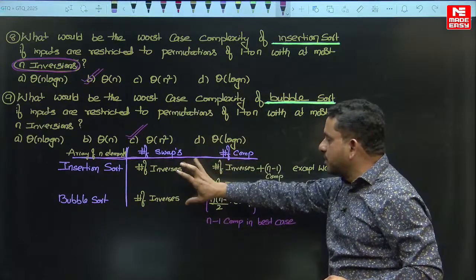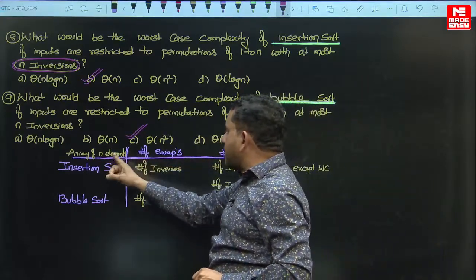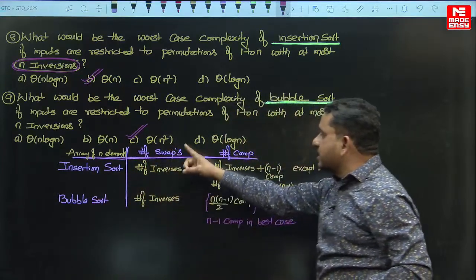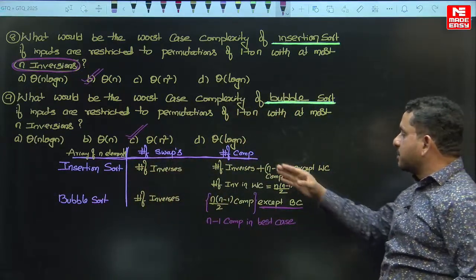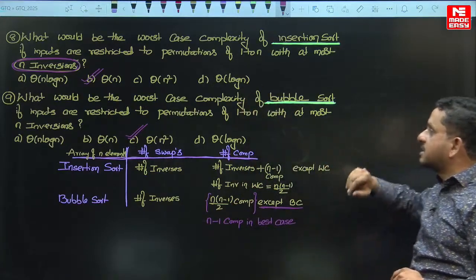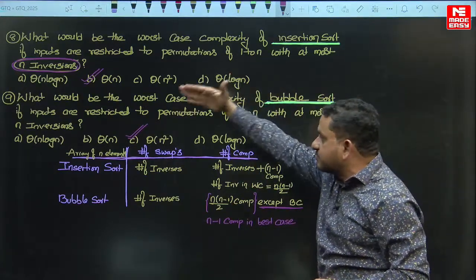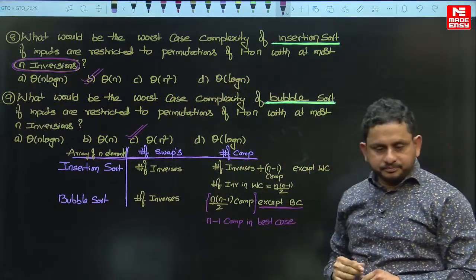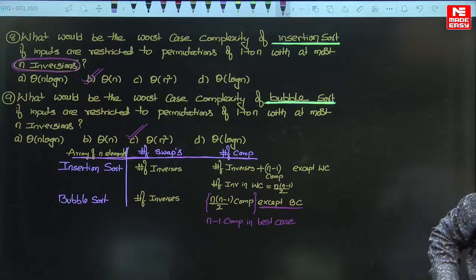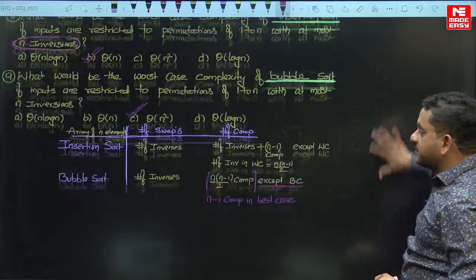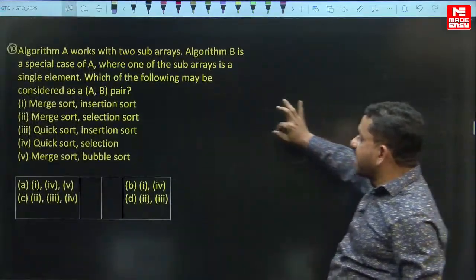Just note down this one. For an array of n elements, the number of swaps of insertion sort and bubble sort is exactly equal to the number of inversions, but the comparisons of bubble sort do not reduce. That is the reason that even with fewer inversions, bubble sort may take more time. Right. Next question.